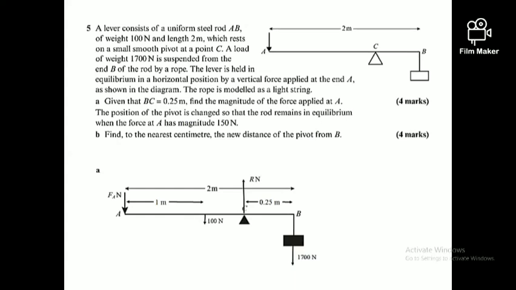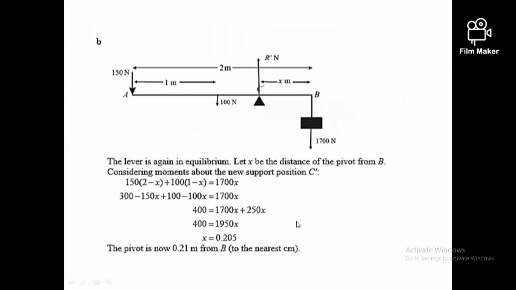When you come to part B, the position of the pivot is changed, so now the pivot is here, so that the load remains in equilibrium when the force at A has a magnitude of 150. Find, to the nearest centimeter, the new distance of the pivot from B. We need to find the distance from here, right? Okay, let's go into the question.